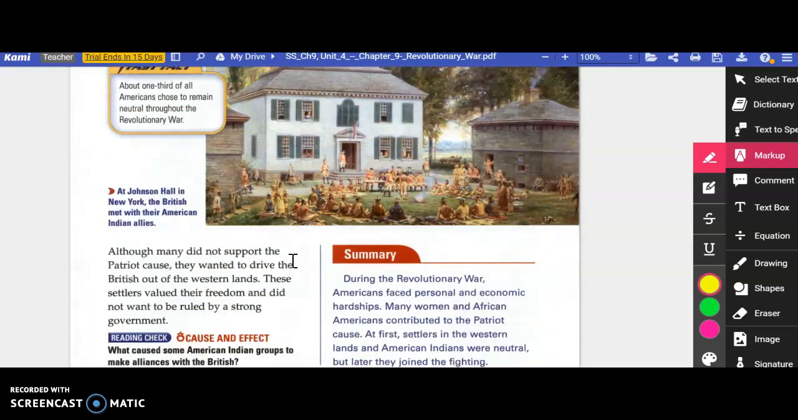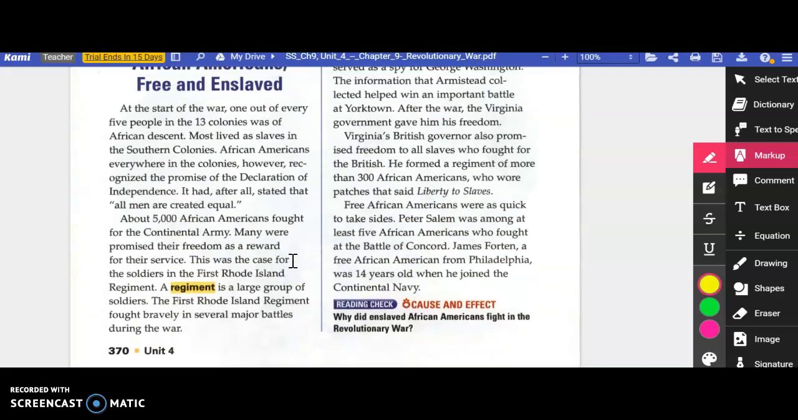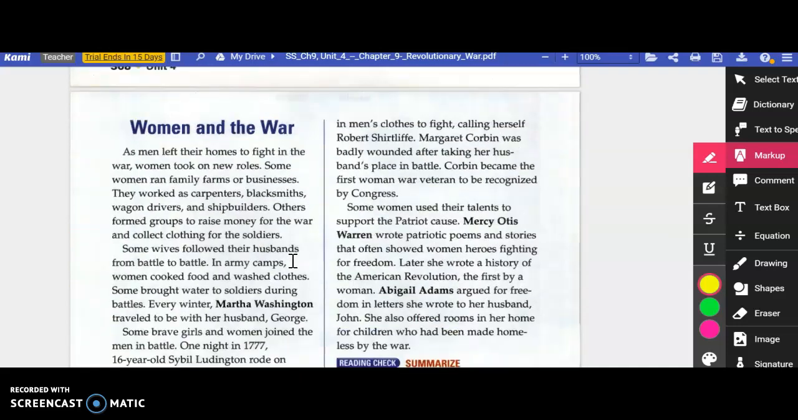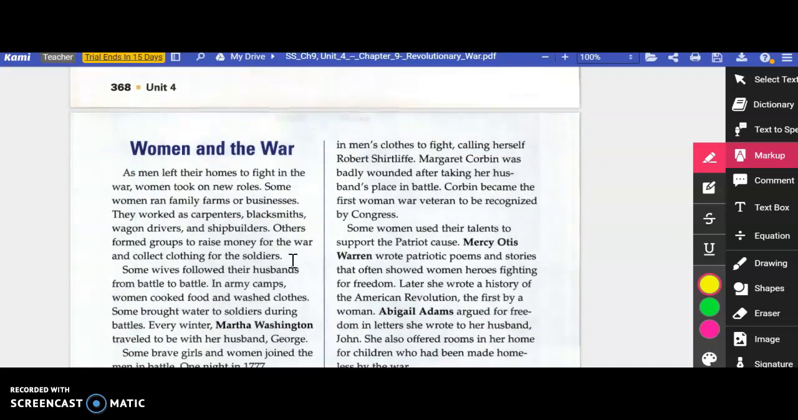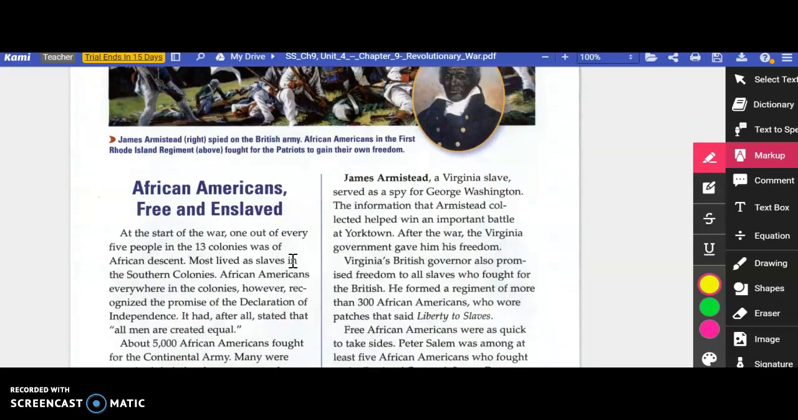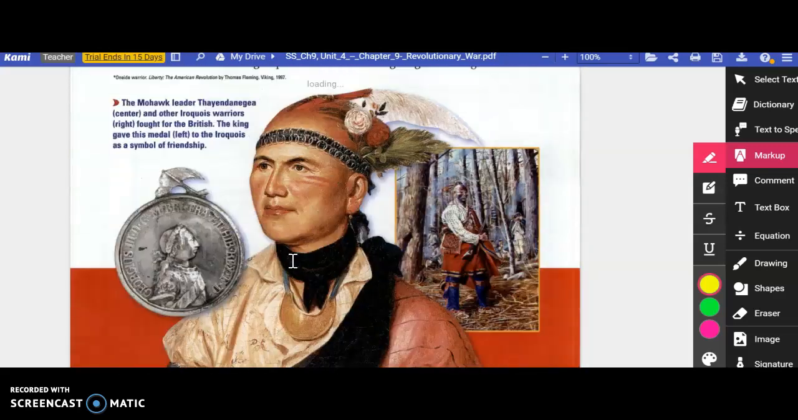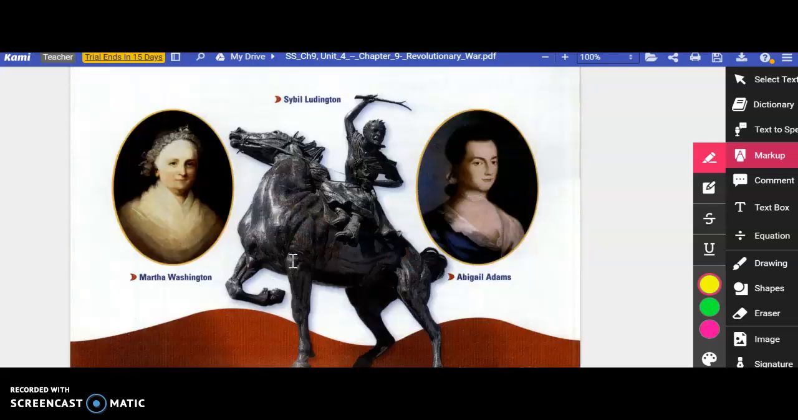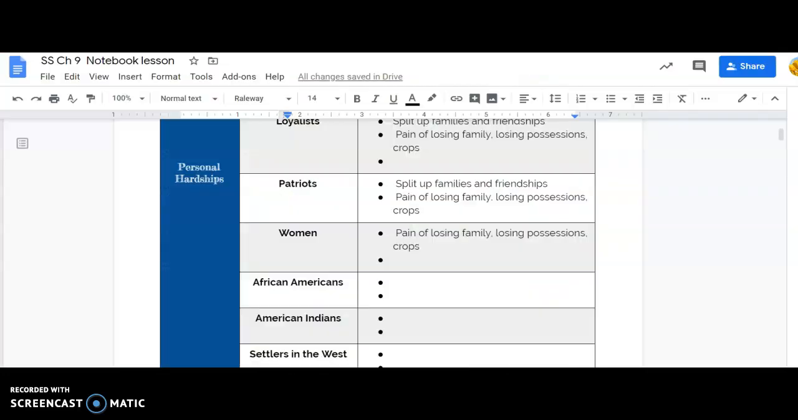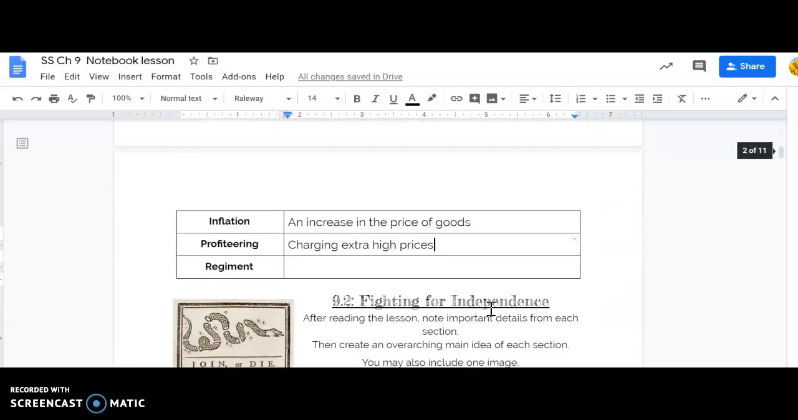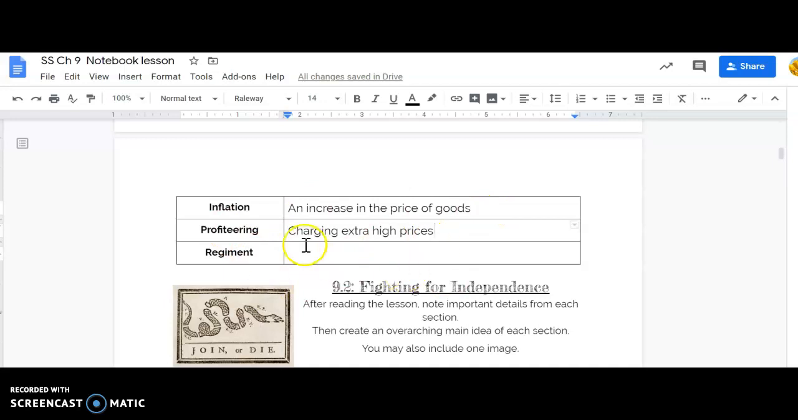Okay, so let me show you quickly. I'm not going to read everything to you, but I want to show you that the next section's women in the war, African Americans, people in the Western lands, including Native Americans. That is where you're going to be reading to find the information that you're going to need in these sections. Okay? And finding the definitions.